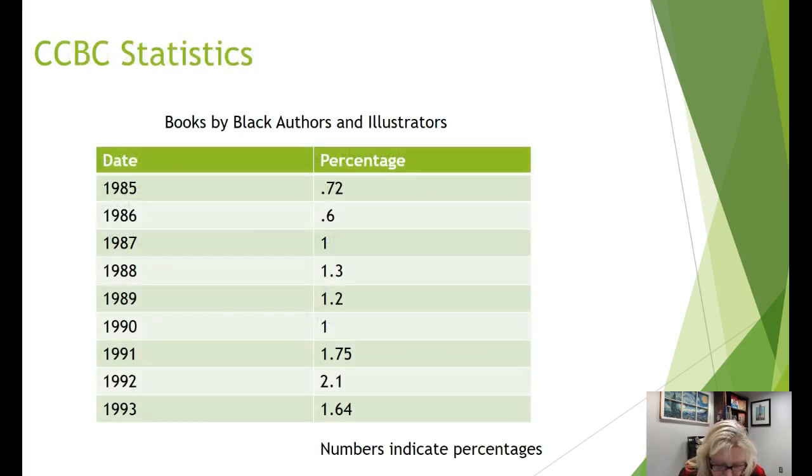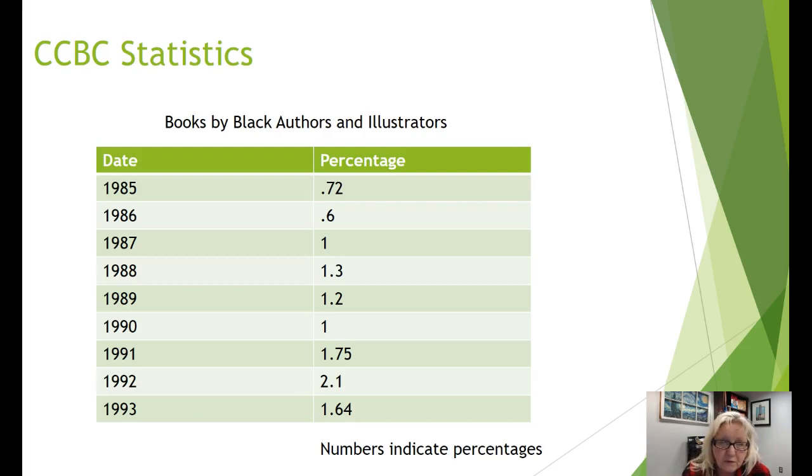This is the Children's Cooperative Book Center. And they, in 1985, began tracking the number of books by Black authors and illustrators. That was the first statistics they began tracking. You'll see they tracked other things as they went on.